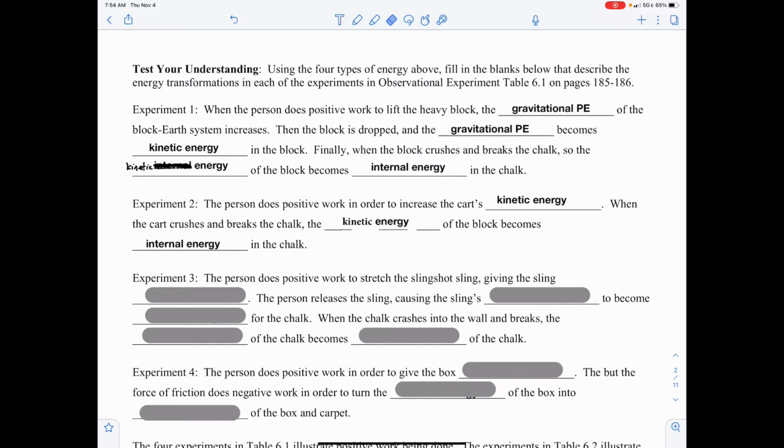Experiment 3. A piece of chalk rests in a hanging sling of a slingshot. Then you pull it back until the slingshot is fully stretched. When released from the stretched sling, the chalk flies across the room, hits the wall, and smashes. Let's take a look at experiment number 3.